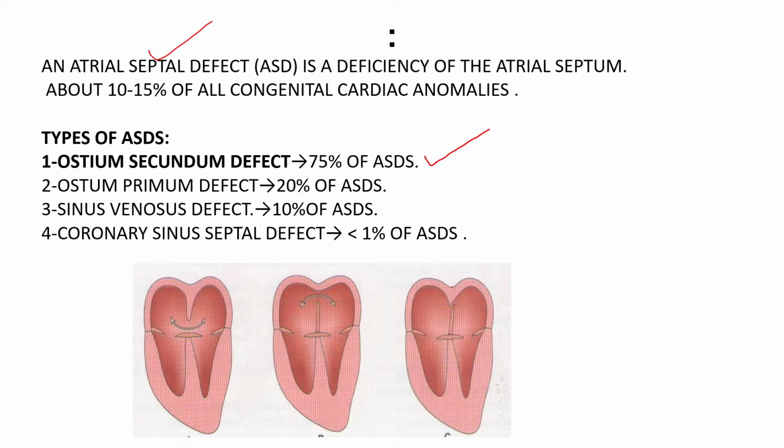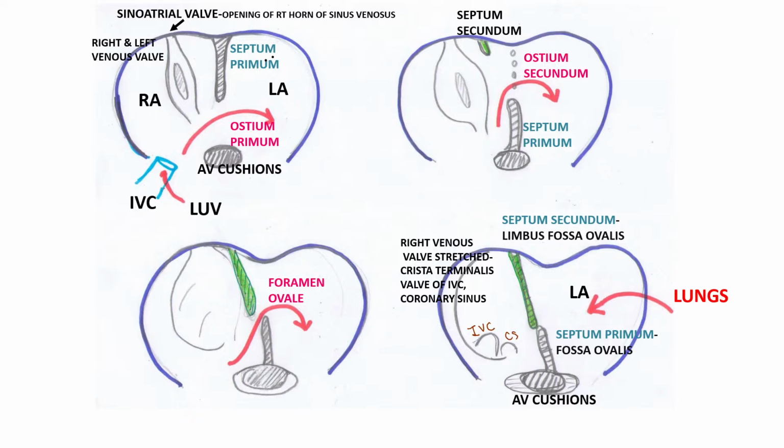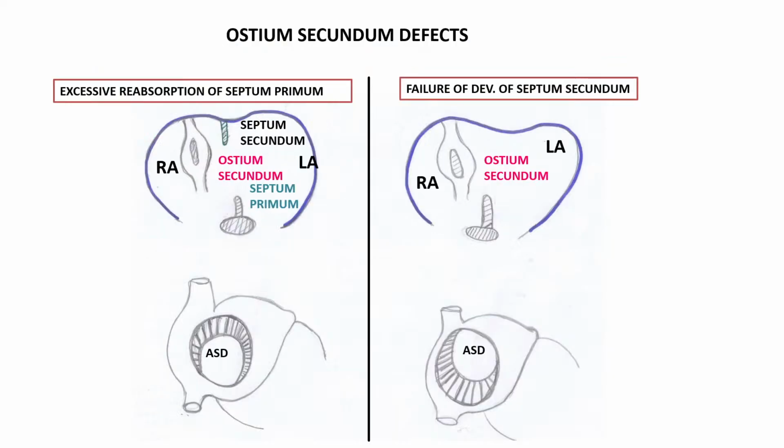By the ostium secundum defect we mean, as we have seen in this diagram, in the second diagram we can see this ostium secundum. Now, if this ostium secundum remains large, it can remain large either because the septum primum is small or the septum secundum has not developed. So, then this opening will be very large, and this is said to be the ostium secundum type of atrial septal defect.